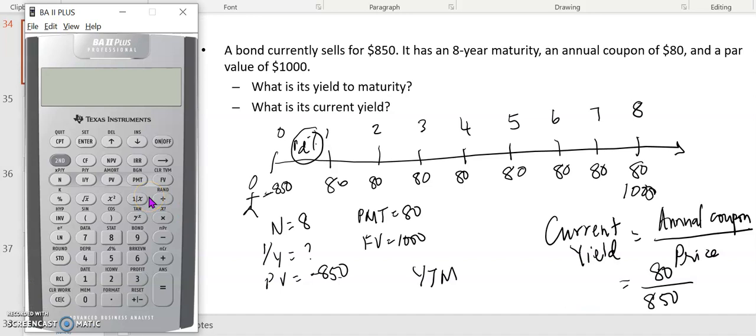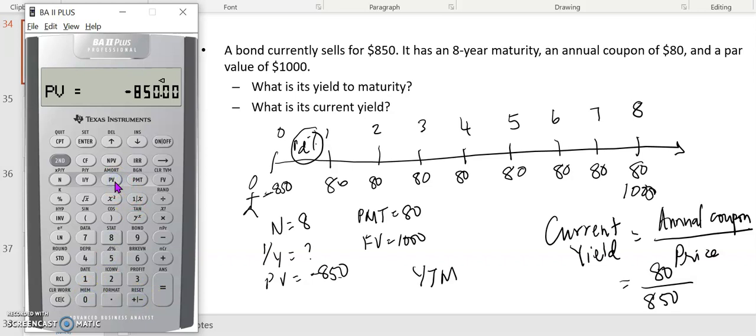So I'm using a Texas Instruments BA II Plus financial calculator. Before I put in values, I need to ensure that any past data is deleted so that it does not interfere with my future calculations. So second FV, second clear. So I start putting in my values. N equal to 8. PV is a negative $850.